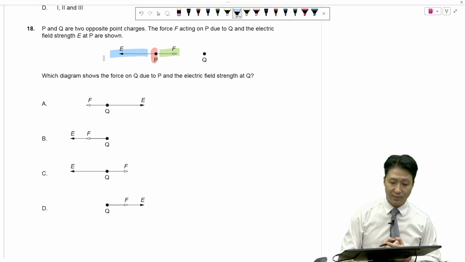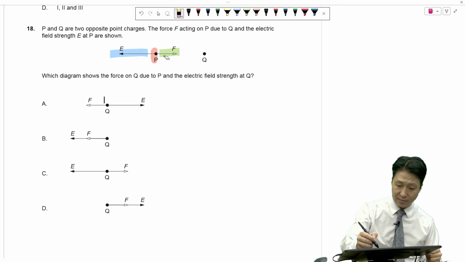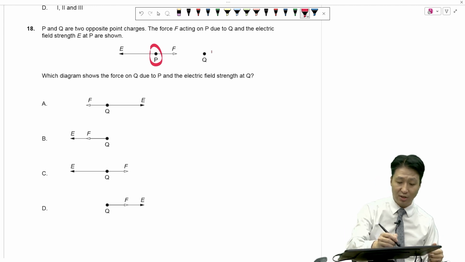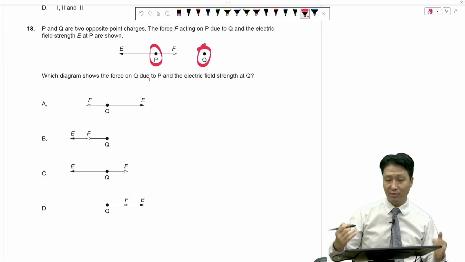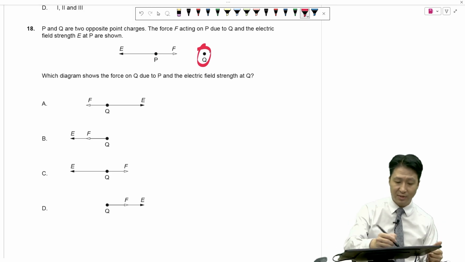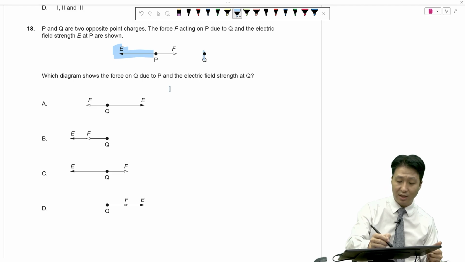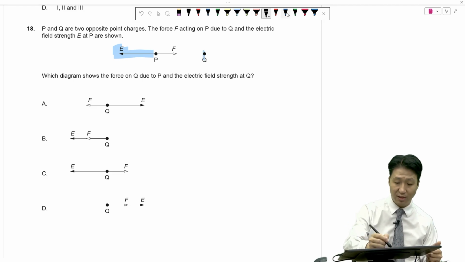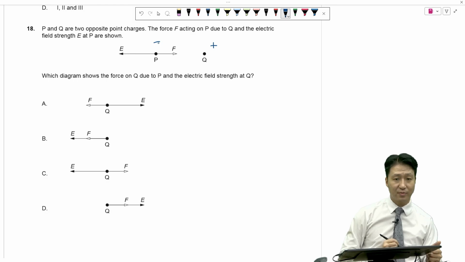So first things first. Let's look at the force. The fact that the force is pointing at Q means it's an attractive force. They have to be different charges. So whatever the charge is at P, Q must have an opposite charge because they attract. Now, second, this electric field, E, is caused by Q and is moving away from Q, which means Q must be a positive charge.